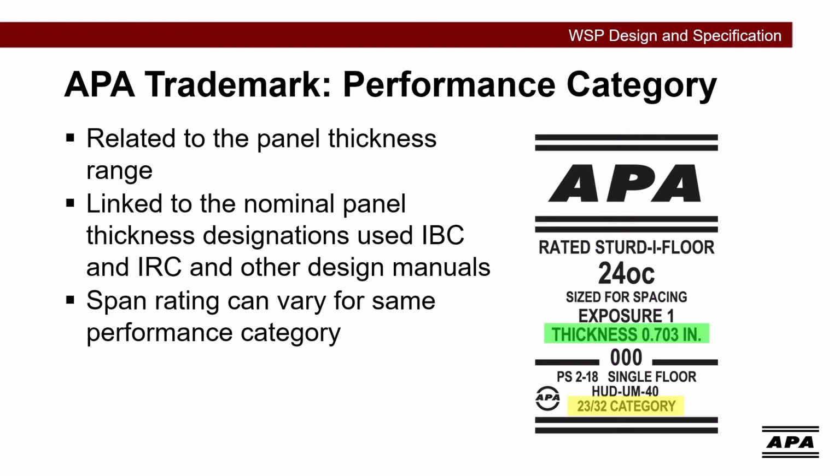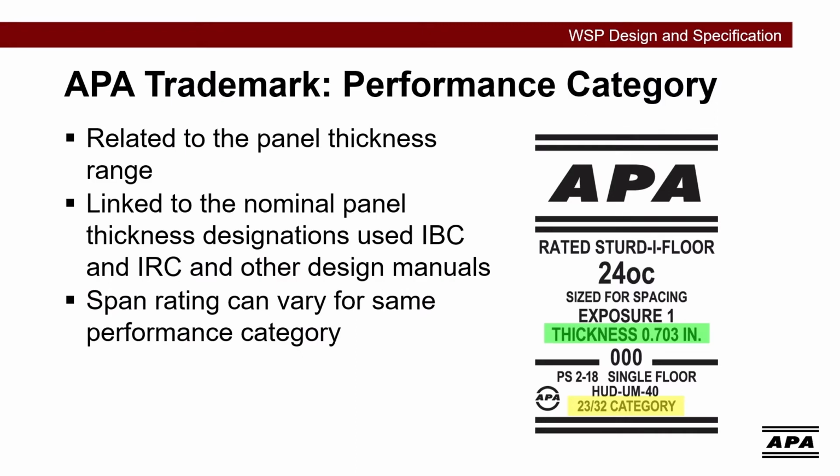Another important piece of the APA trademark stamp is the performance category. Highlighted here in yellow, the performance category does not indicate the exact thickness of the panel, but rather a rounded, approximate thickness aligned with sheathing thicknesses referenced in the building codes and other design literature.